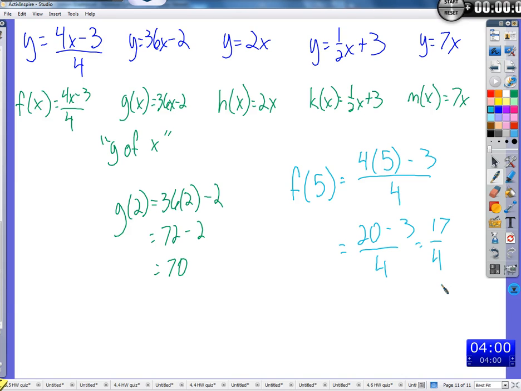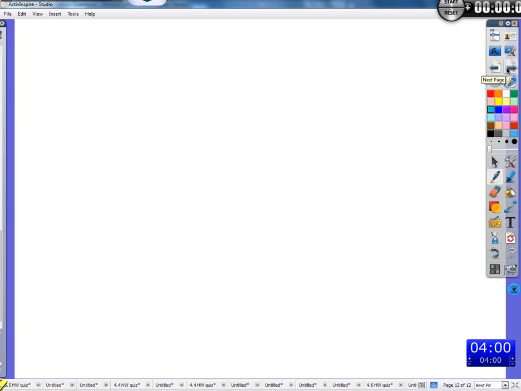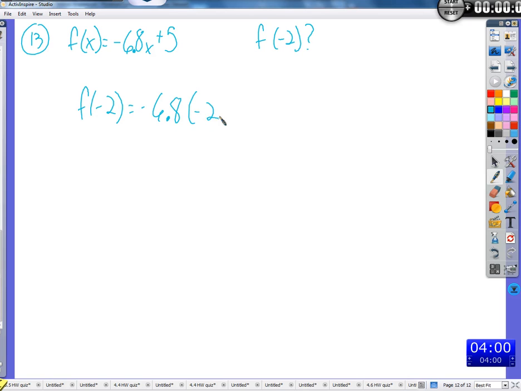One last time before I feel like you totally get this little part of what we're doing, not the whole thing. Number 13. Okay. So what does this mean? You're replacing all the x's with negative 2. 8.8 times negative 2 is 5. So we have positive 13.6 plus 5, 18.6.